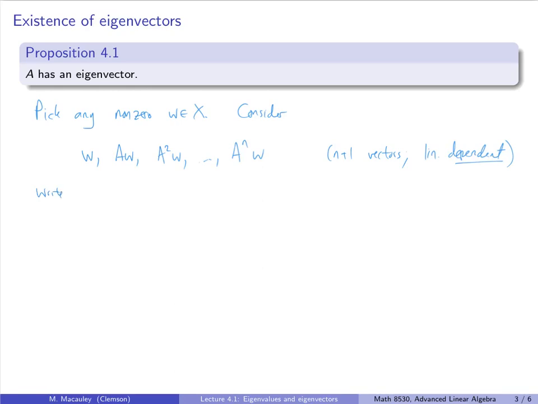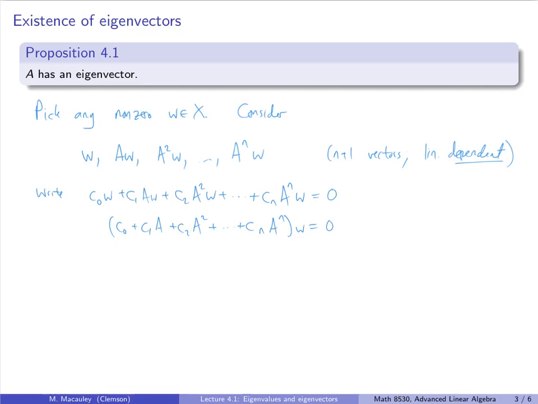So we can write, say, C naught W plus C1 AW plus C2 A squared W plus Cn A to the n W equals 0. Now we can factor out this W, so we can write this as C naught plus C1 A plus C2 A squared plus Cn A to the n, times W, equals 0.